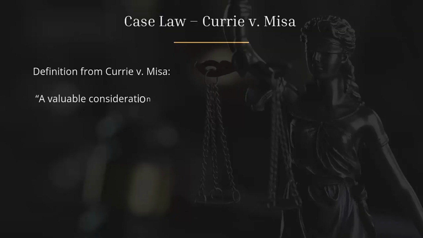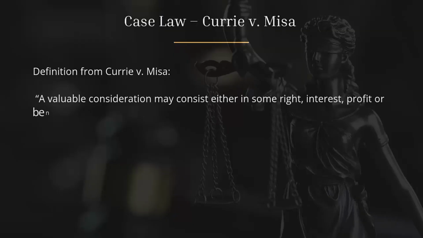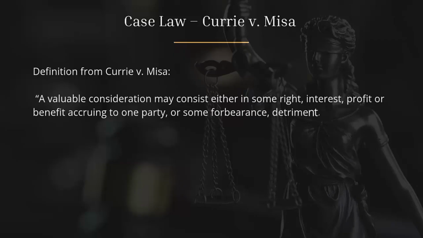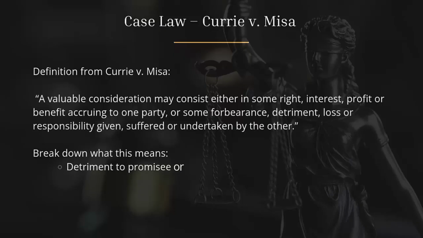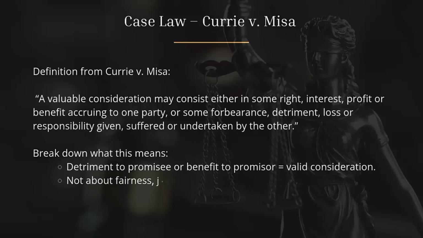Case law: Currie versus Misa. Definition from Currie versus Misa. A valuable consideration may consist either in some right, interest, profit or benefit accruing to one party, or some forbearance, detriment, loss or responsibility given, suffered or undertaken by the other. Let's break down what this means. Detriment to the promisee or benefit to the promiser equals valid consideration. It's not about fairness, just about the existence of legal value.